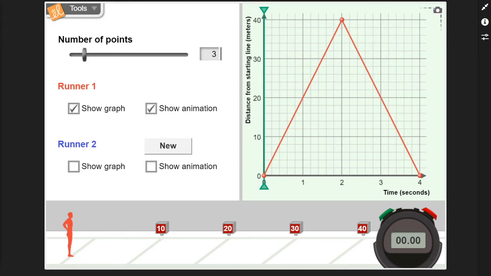And as you can see on our graph, we only have straight lines. And unfortunately, that is the limit of this tool. I can only show you straight lines.